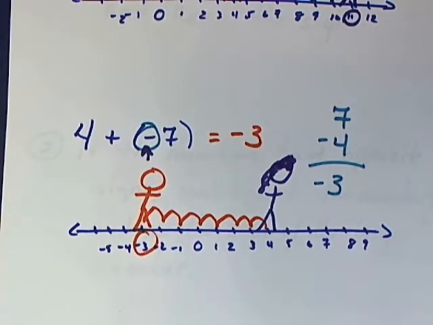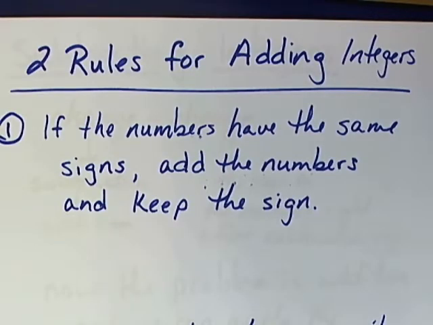Let's find a summary for that. We have just 2 rules for adding integers. The first one simply states if the numbers have the same signs, add the numbers and keep the sign. Like I said before, 4 plus 7 is 11.